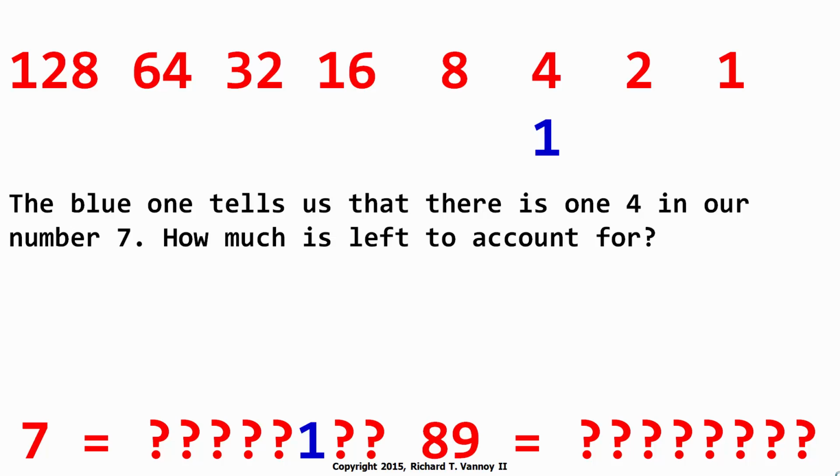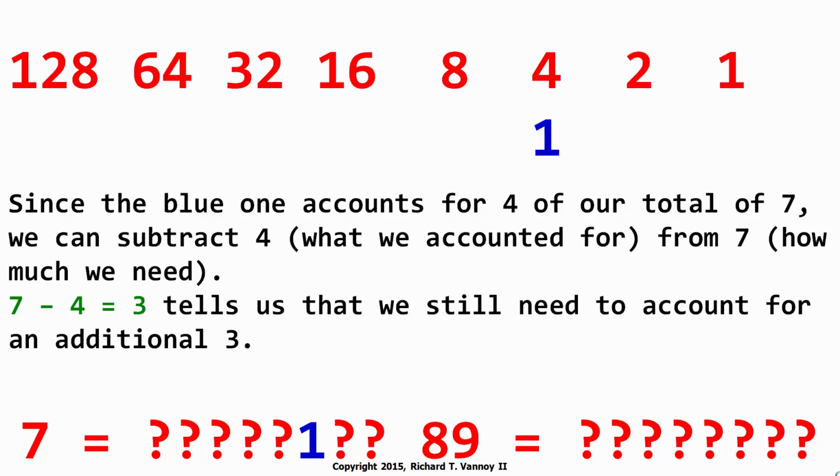What's left? In other words, if we're trying to get to 7 and we've taken care of 4, we're going to have 3 left. So we simply do the subtraction. In this case, we subtract what we started with, the 7, and we subtract the 4 from that, and it leaves 3. So that 3 says we've accounted for 4, we've got 3 left to account for.